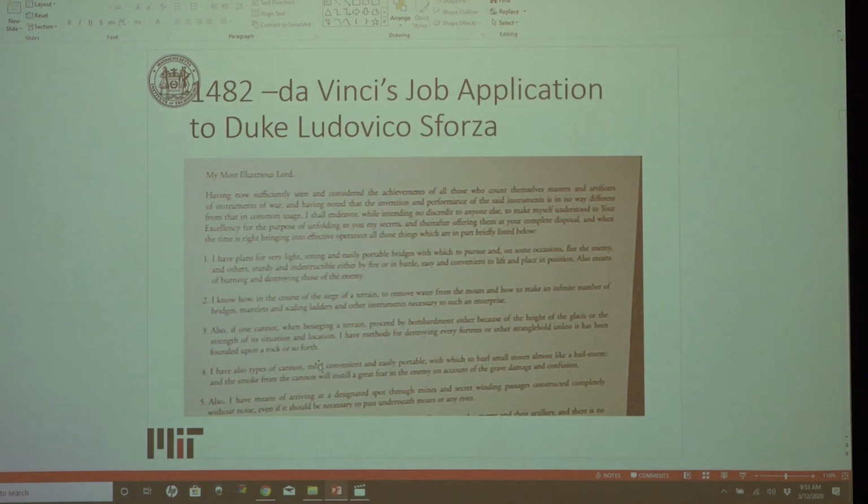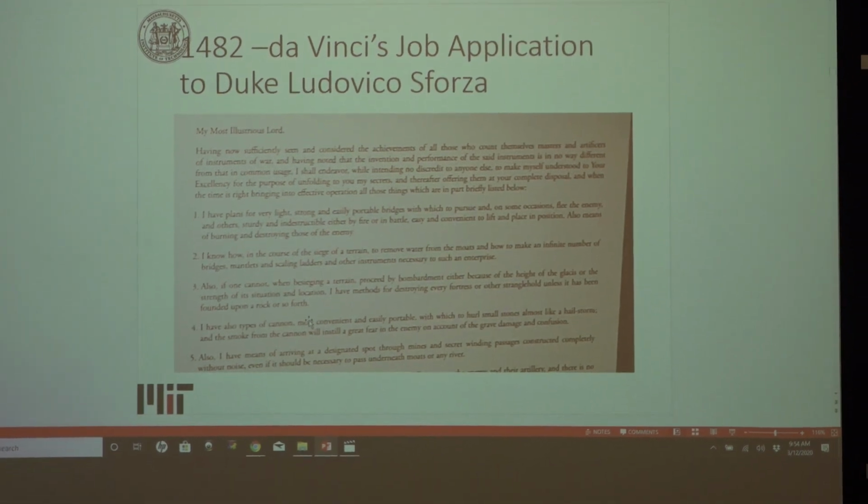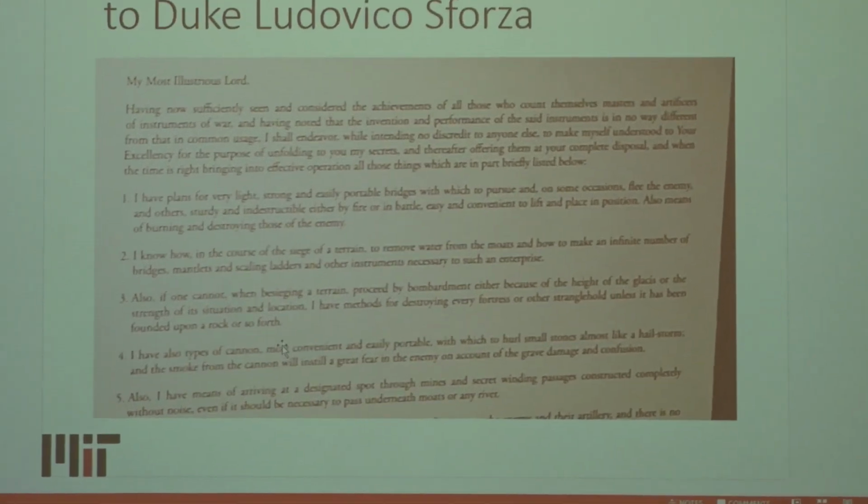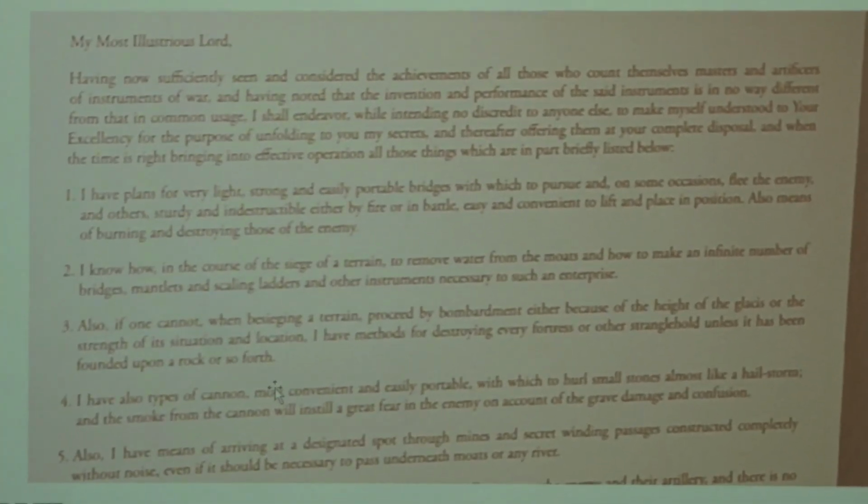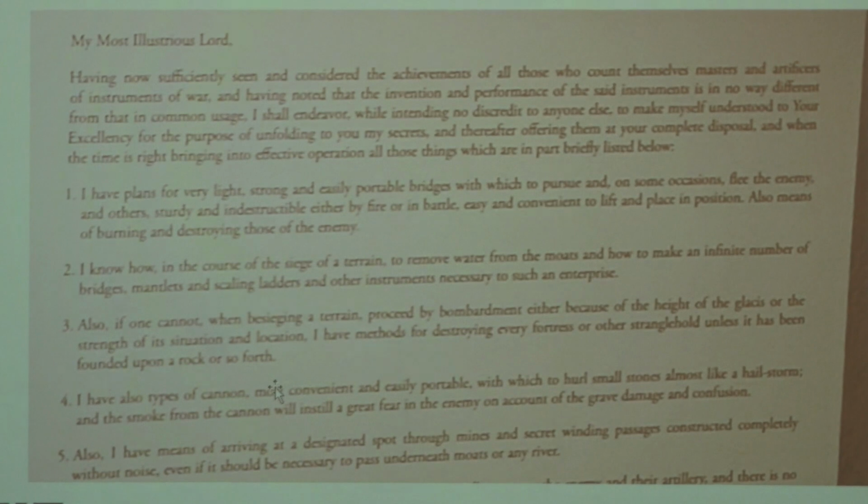The last thing I wanted to tie in here, the last couple slides, was from 1482. This was essentially Da Vinci's job application to the Duke Ludovico Sforza, who commissioned a lot of his artwork and a lot of his war machines for the time. Some of the things I found interesting was basically Da Vinci claims that he could build any war machine that is needed.